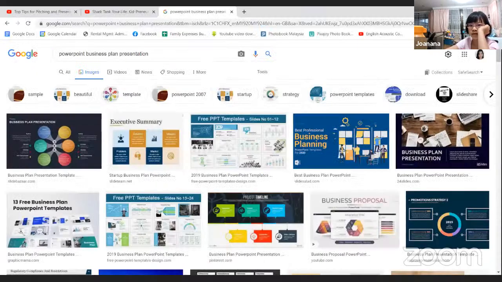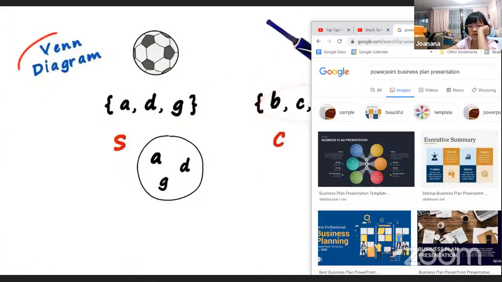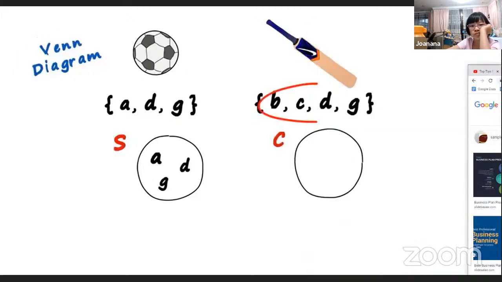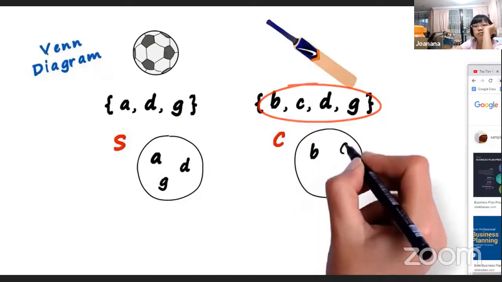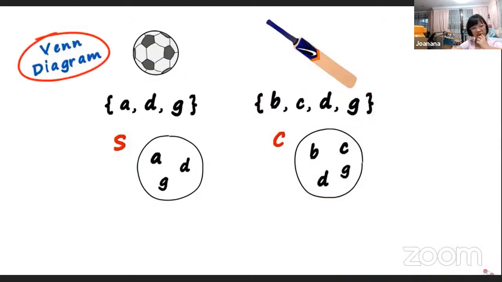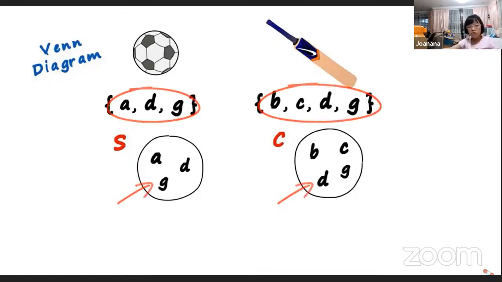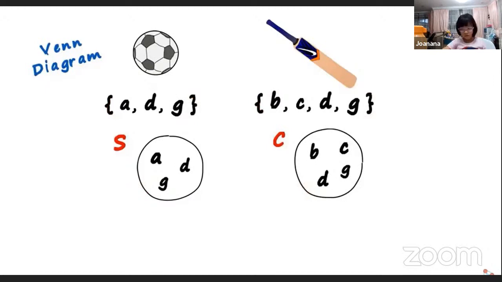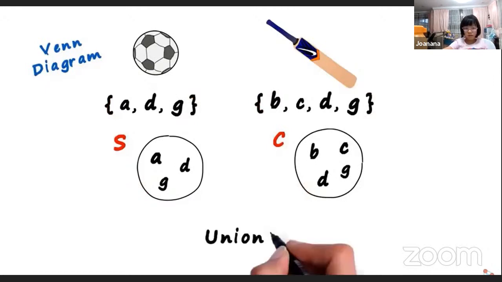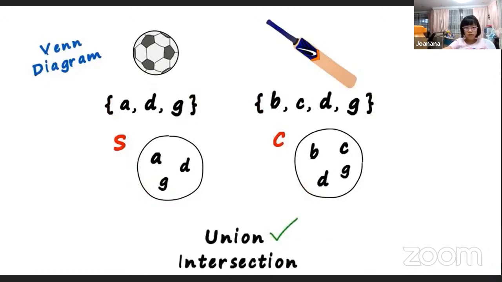And let's call the second set C. For a Venn diagram, all we need is a circle. And we write the elements B, C, D and G inside it. That's how simple the concept of a Venn diagram is. But what's the advantage of drawing a circle and writing the elements inside it? It helps us understand two important concepts: union of sets and intersection of sets. How? We will see that in the coming videos.